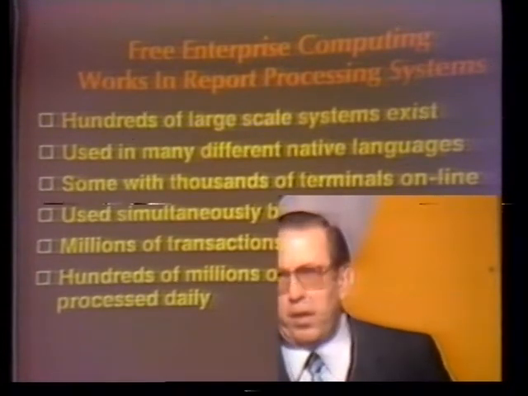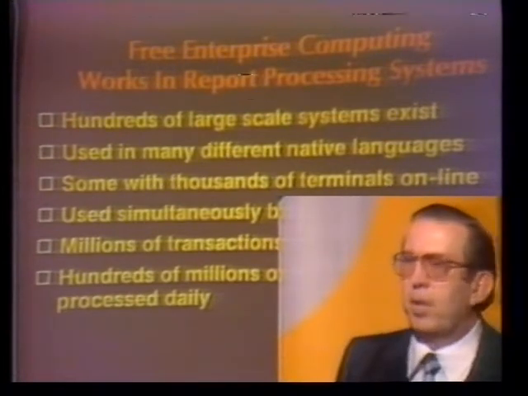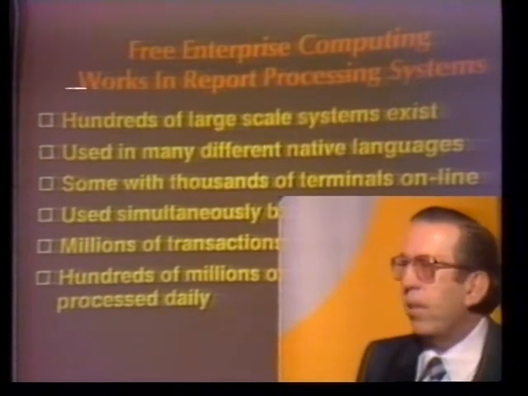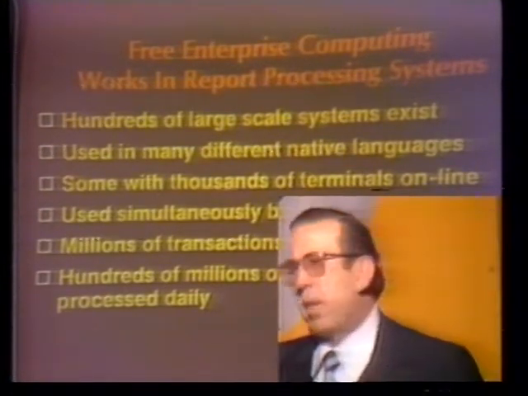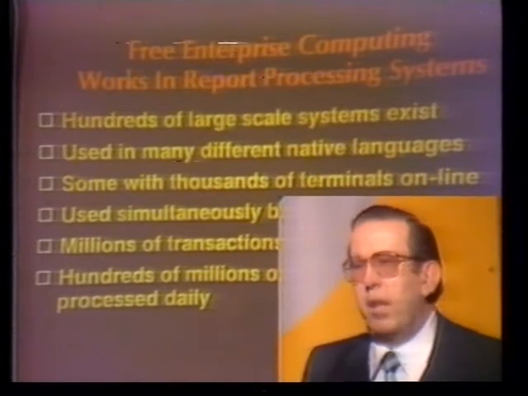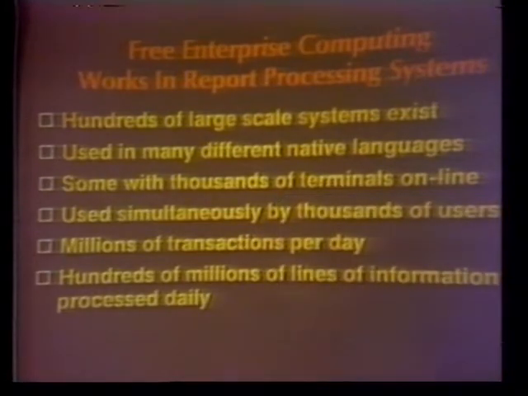Some of these systems are large, some with thousands of terminals online. The one back in Roseville has 3,000 terminals. We have another one in Blue Bell headquarters, almost equal in size. Another one in Salt Lake City that's almost equal in size. Another one down in Bristol, another one in Rodelheim, Germany, and there are many more than that. Some of these systems are used simultaneously by thousands of users online. Very large services being delivered. Millions of transactions on a given system per day. Hundreds of millions of lines of information, searching, sorting, totalizing, turning data into information being processed.